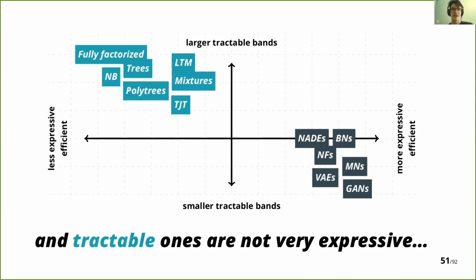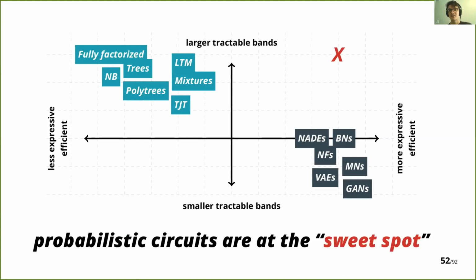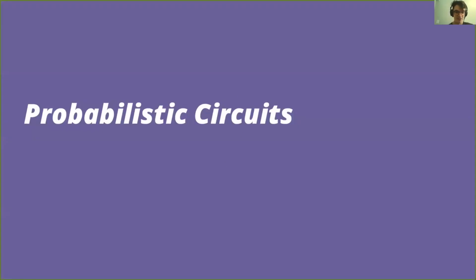On the other end, classical PGMs and bounded tree-width PGMs or fully factorized models do provide you tractable inference for many classes of queries, but they are not that expressive or expressive efficient. We would like to be clearly in the positive quadrant, the upper right part. And this is where probabilistic circuits are going to lead you. And this is also where I'm going to switch. So if you do not have additional questions, I'm giving the word to Guy.